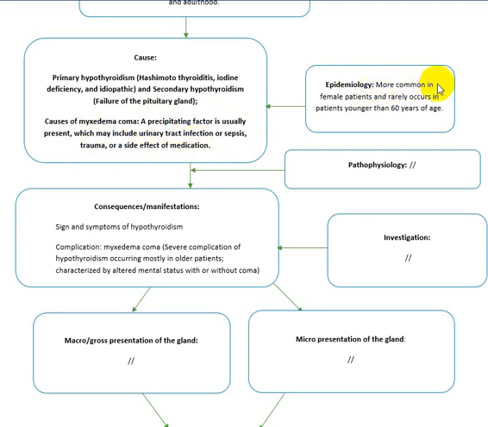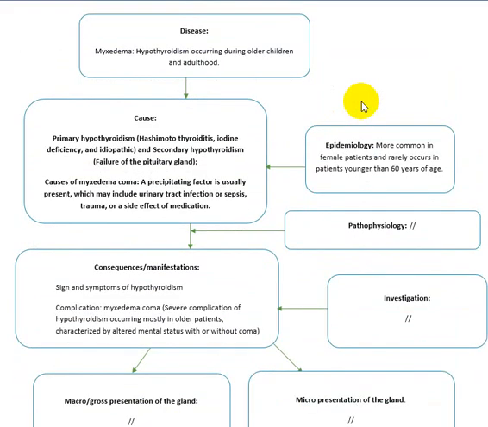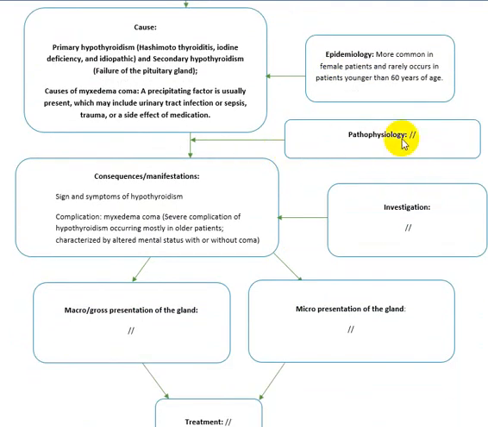Epidemiology: more common in female patients. We need to know again that thyroid pathology is much more common in female patients, as we said initially in relation with the prolactin level, and prolactin is also more common in female patients. It rarely occurs in patients younger than 60 years of age. Pathophysiology: nothing is said on it.